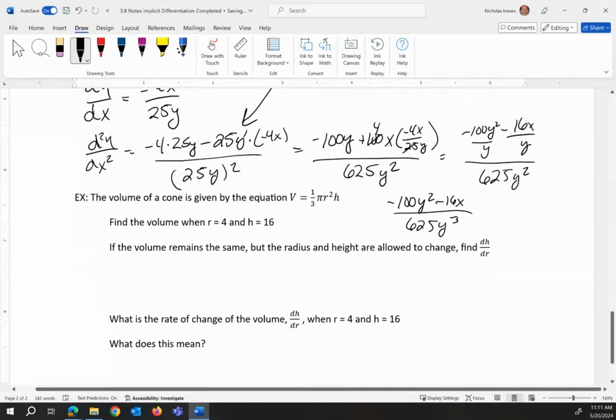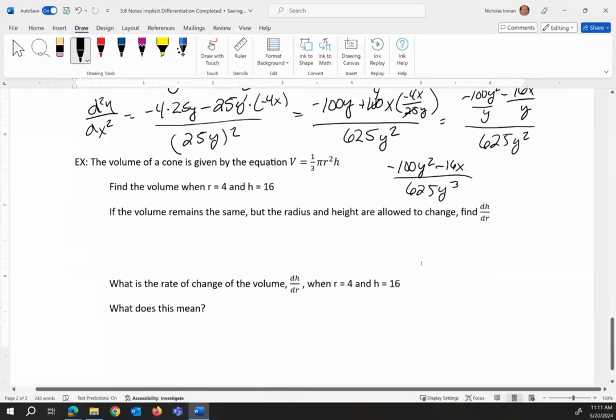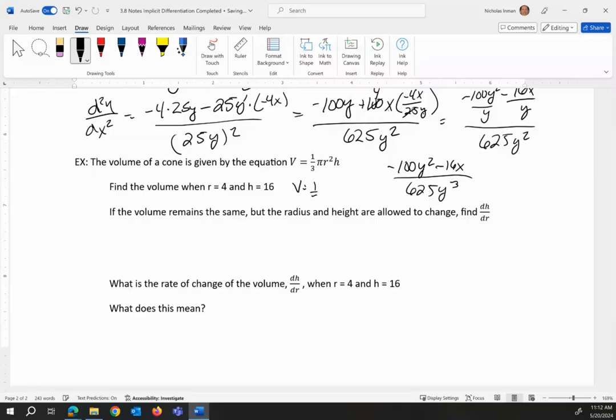Right, and then one really important idea with this, and this is really where our applications start to go. Our next chapter in this course are the applications of derivatives. And it kind of involves a lot of these things. So we have the volume of a cone. We can find the volume if the radius is 4 and the height is 16. That's easy. Volume equals 1/3 pi times the radius squared times the height 16.